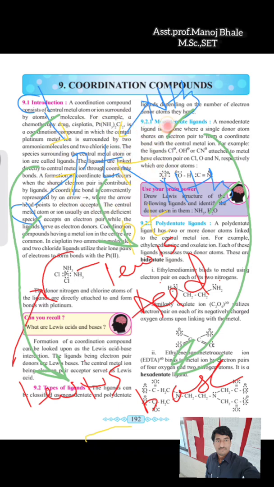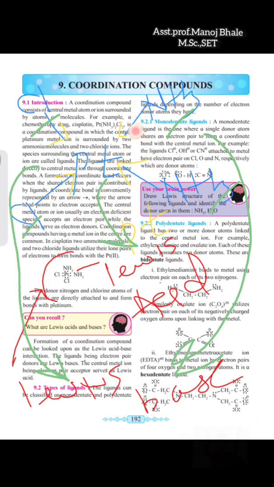There are four ligands surrounding the central metal, and this whole structure is known as the coordination compound. This whole structure is known as the coordination compound. Do you understand the meaning of a coordination compound?